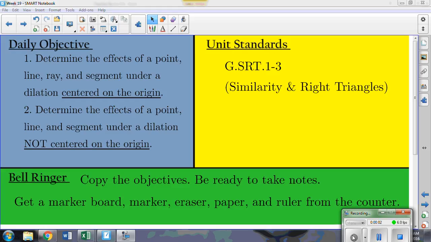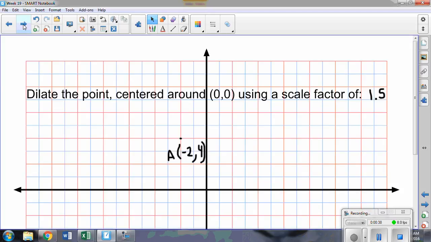All right, in this video, we are going to discuss similarity in right triangle standard number 1, which is basically about doing dilations on points, lines, rays, and segments. The two main types that we have to be focused on: if the center is at the origin, we have shortcuts based on arrow notation, which we discussed. And the primary focus for this video is if it's not centered at the origin, although we'll do a quick recap of our previous work.